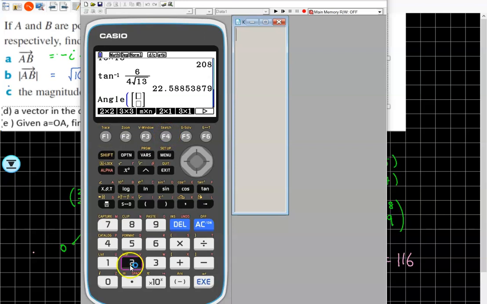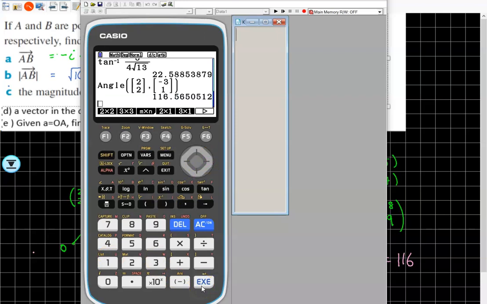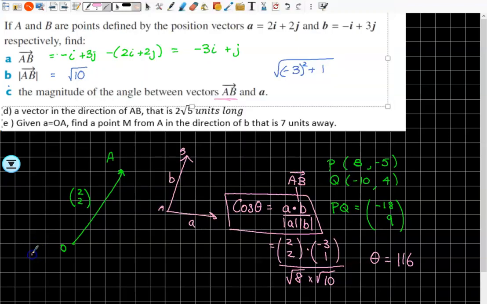And our first vector was 2, 2. I pop my comma in. And what was my second vector? I should remember. -3, 1. Close the bracket. Enter. 116. Oh, who told me it was just 116? Bad. So it's either 117 or it's 116.6.